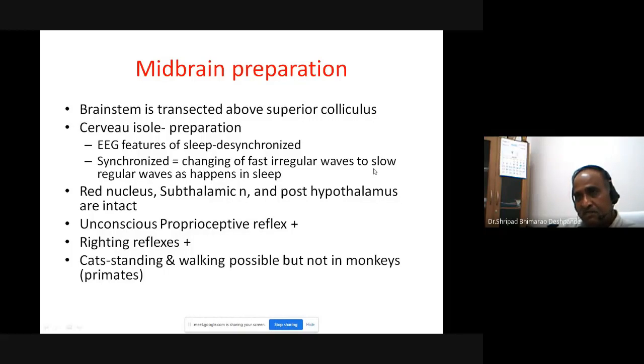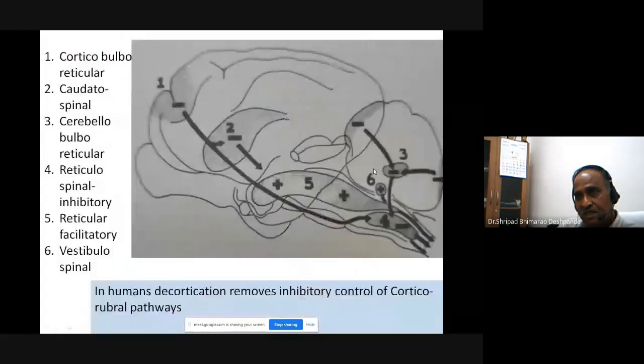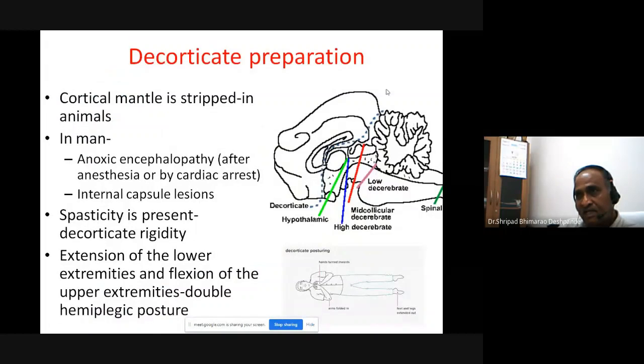How do I show that? So maybe here I have, see, look at that. This is the component where we have transected. These are the inferior colliculus, superior colliculus, and above that, and the brainstem is left with the entire thing.